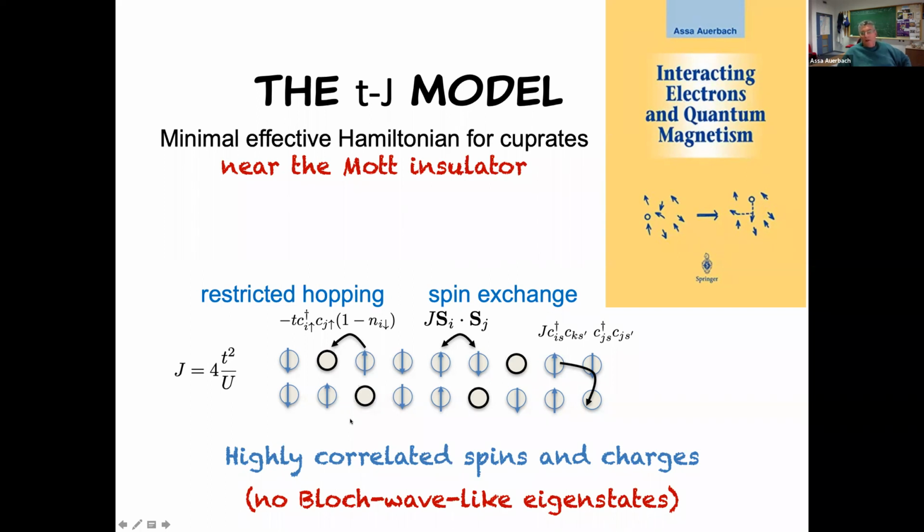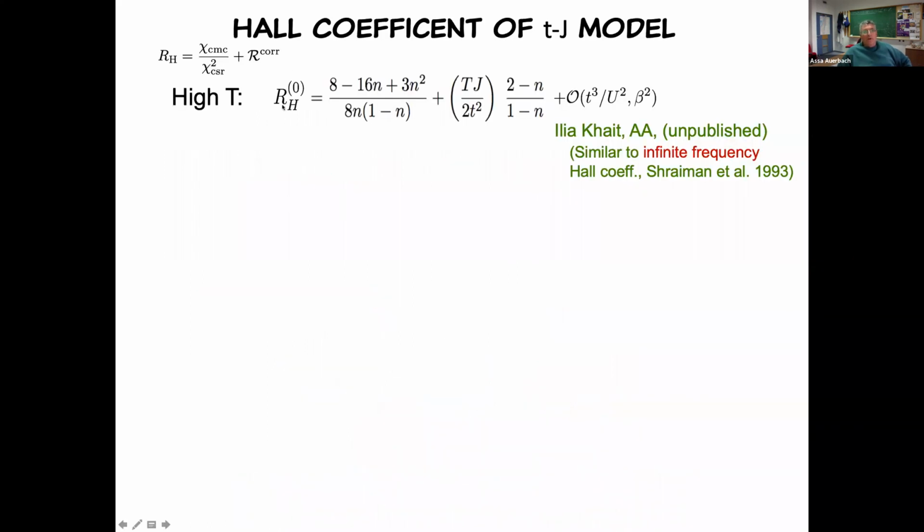And one could use my formula, which is what Ilya and I did, for high temperature. At high temperature, the calculation simplifies a lot. It just becomes traces of commutators of operators, and we got this result. This is the result of the Hall coefficient as a function of density of electrons, plus another correction I won't get into, and at finite temperature.